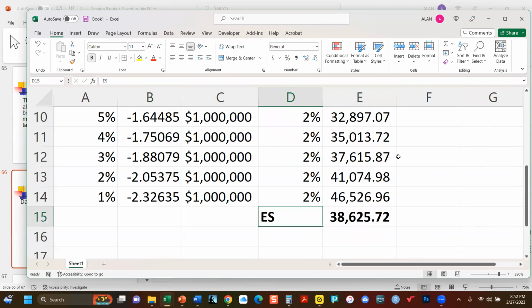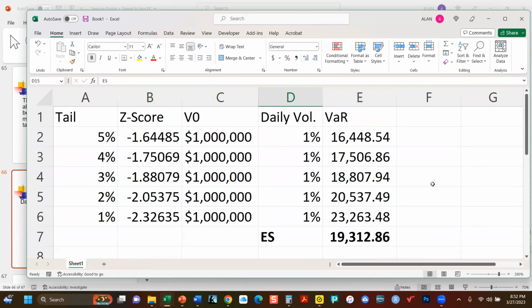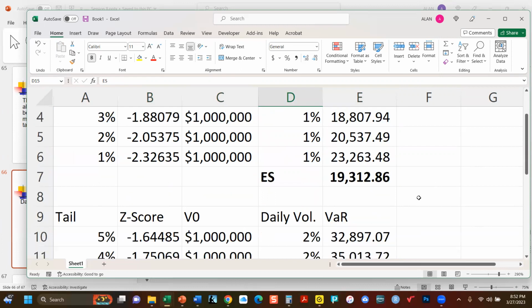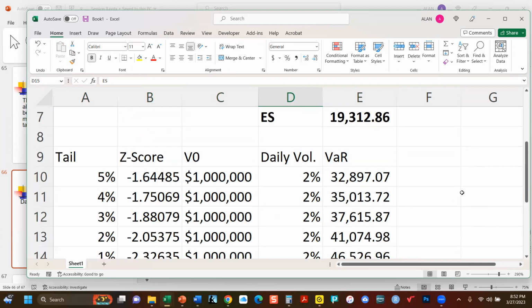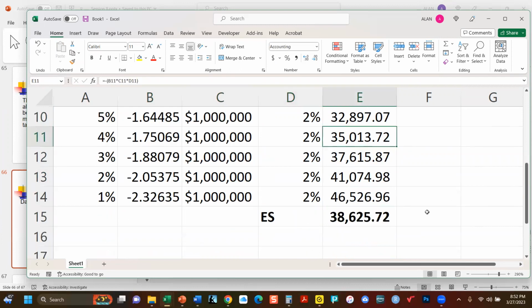So now, it's an extra 6,000 something instead of just not even 3,000. So the more volatile the stock is, the more important this really is, because as you have a higher volatility, you're going to get further and further out into that left tail. And so it starts to matter even more if you understand what's going on out there.